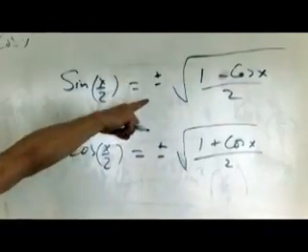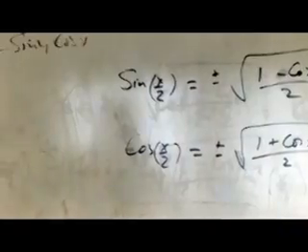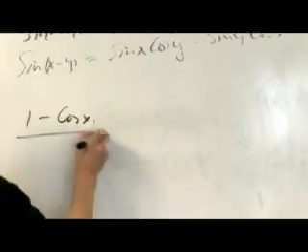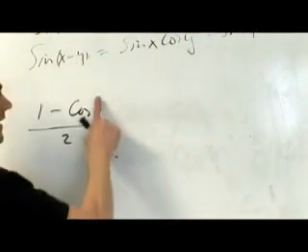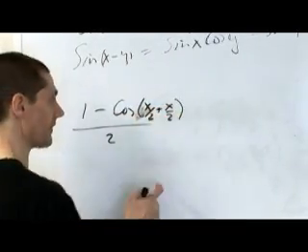Okay, so let's take a look at this right here. First, let's just figure out what this is without the square root. 1 minus cosine x over 2. We can write cosine x as cosine of x over 2 plus x over 2, right?